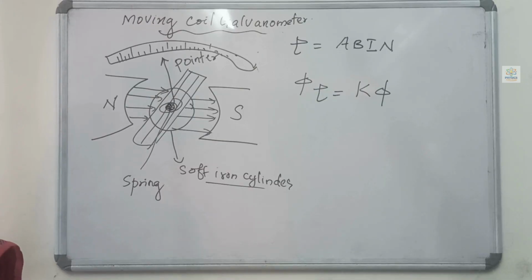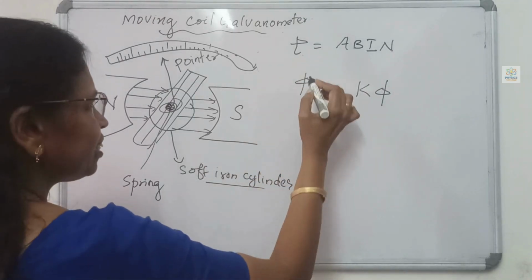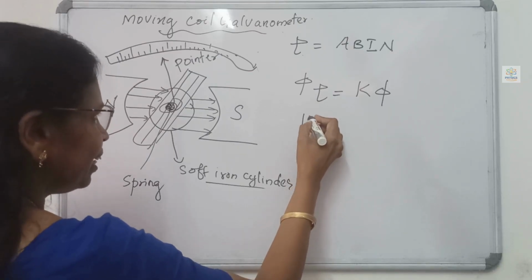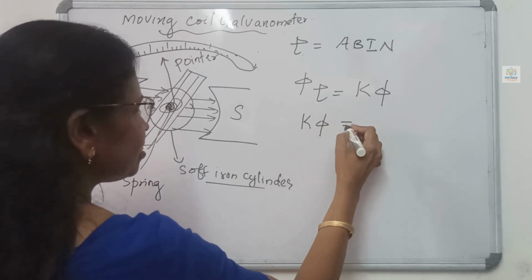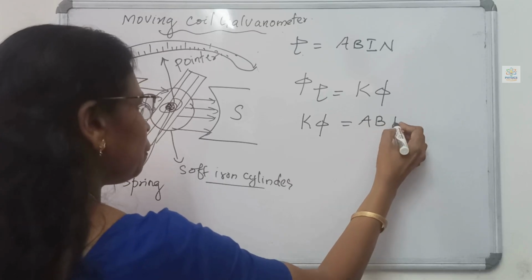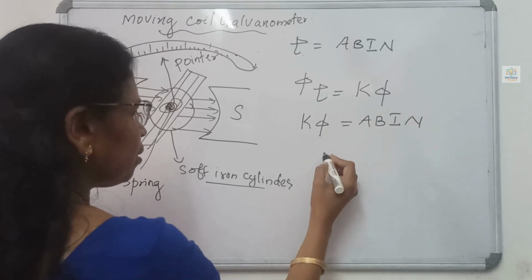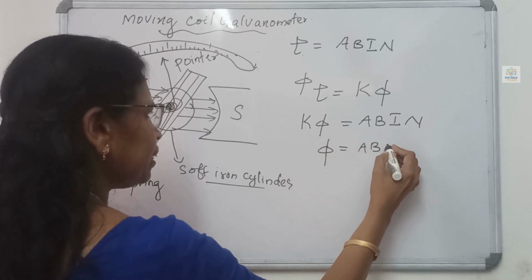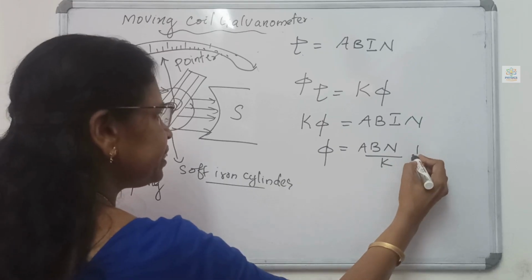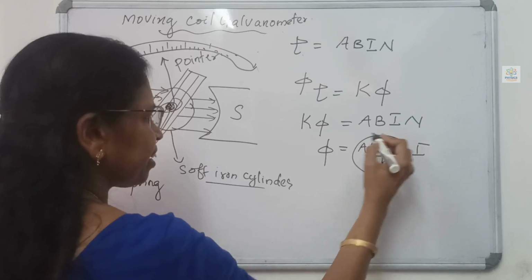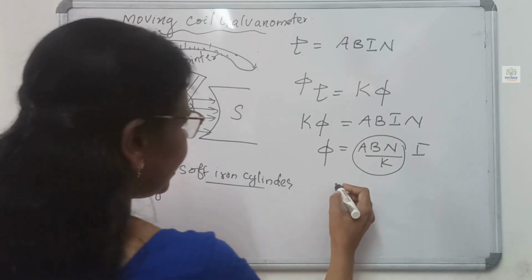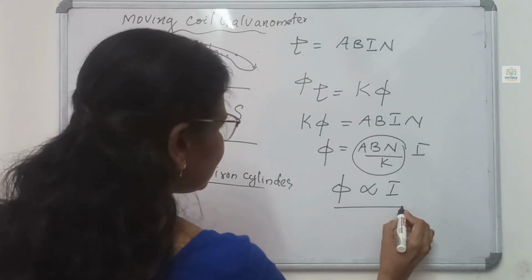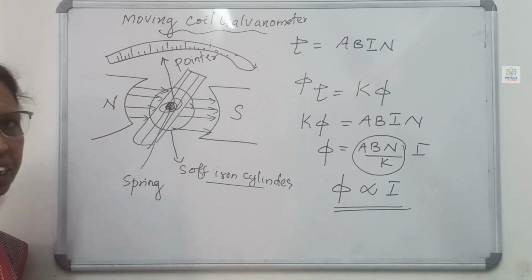So at the equilibrium point, the deflecting torque is always equal to the restoring torque. So we can write K into phi is equal to A B I N. From this equation we can write phi is equal to A B N by K into I. If we consider this as a galvanometer constant, then the deflection produced in the galvanometer is directly proportional to the current.